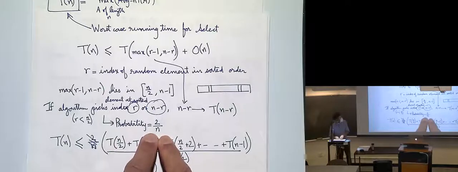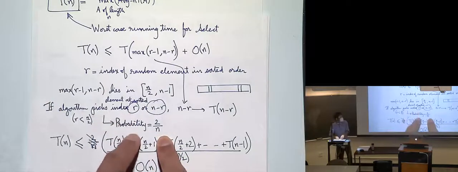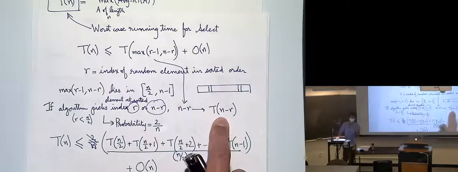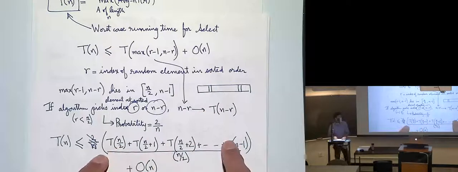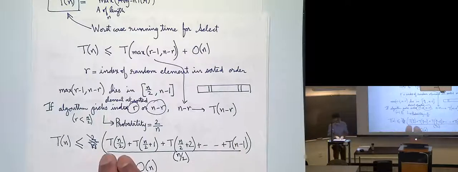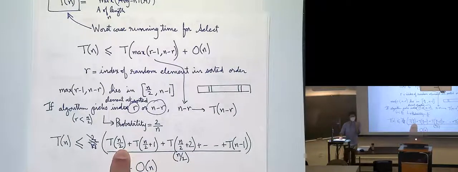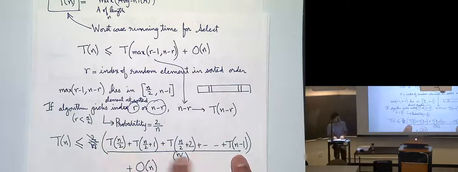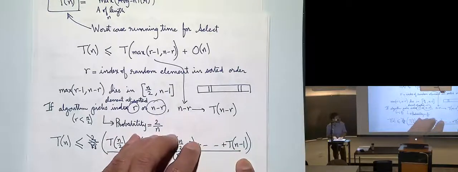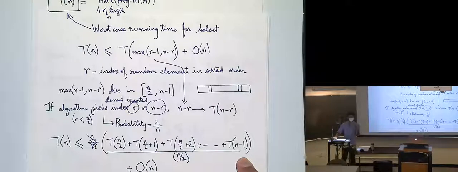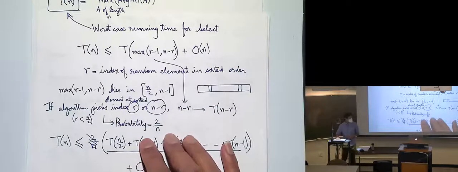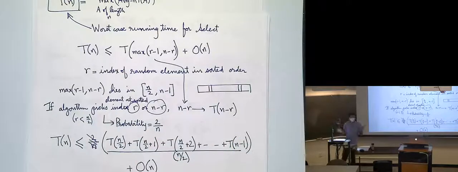So with probability 2 over n, essentially for every r with probability 2 over n, the running time is t of n minus r. So we average over all those choices. It's like saying with probability 2 over n, it's t of n over 2, which is the best case. If we were so lucky as to pick the middle two elements, then we get the best split. If we were so unlucky as to get the worst, you get t of n minus 1. If you always got t of n minus 1 here, you'd get quadratic. If you always got n over 2, you get linear. So it's some average between these.